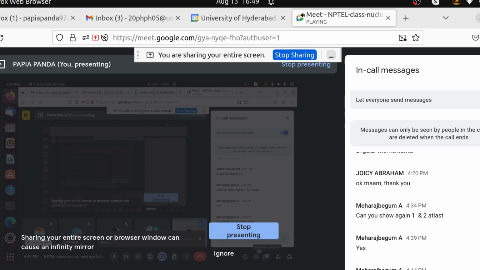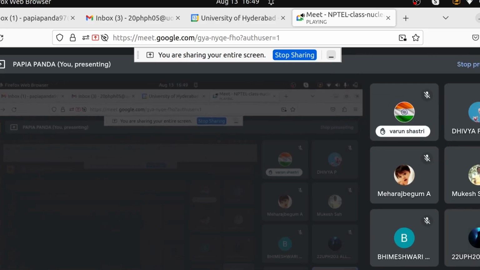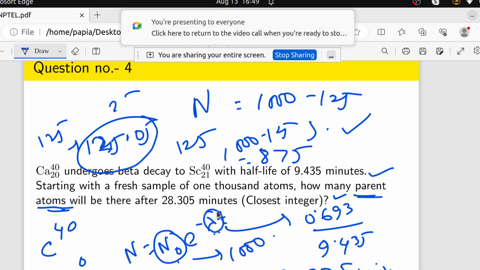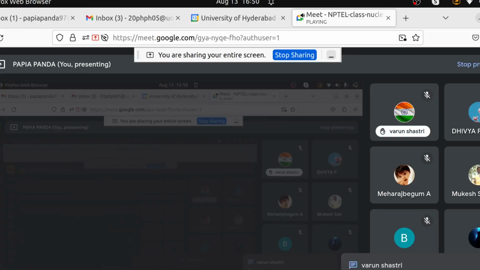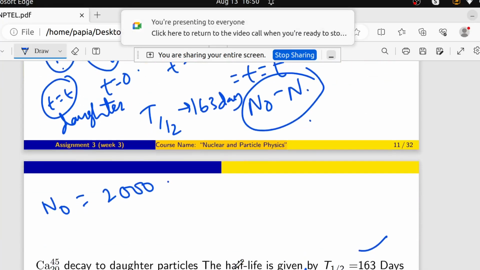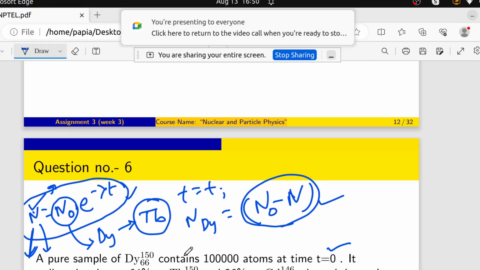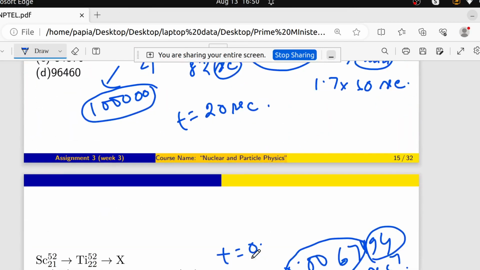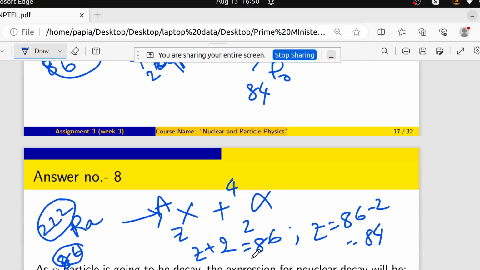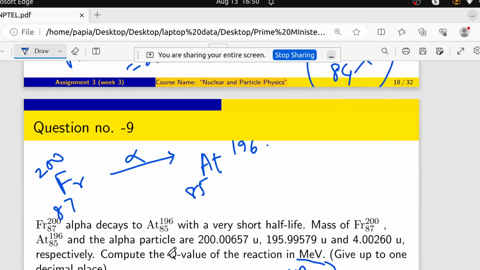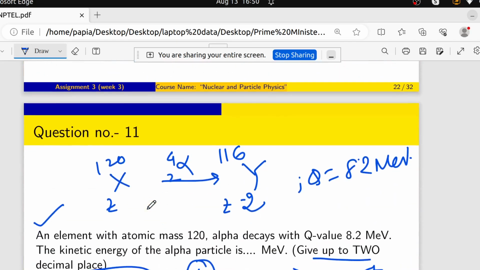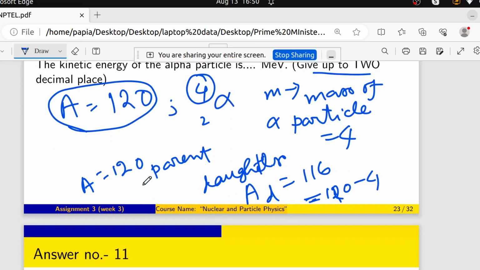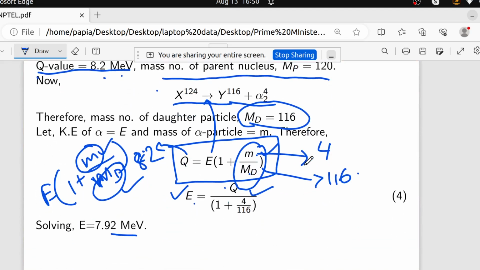Okay, fine. So this is the second question, the fourth question, the fifth question. Now the sixth question was like that one. The 8th question was there, and then the 9th question was the Q value calculation. Then the 10th question was again the Q value calculation, and then the 11th question is the kinetic energy of the alpha particle. This is the expression for the kinetic energy of the alpha particle.